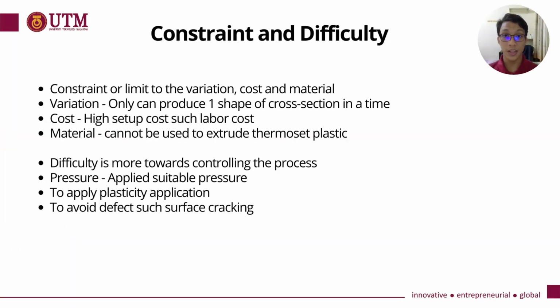Thank you. Next is the difficulty and the constraints. In terms of constraints, we can divide it into three: variation, cost, and materials. In terms of variation, this process can only produce one shape of cross-section area at a time, since it is an inline process, hence the current run needs to be finished before changing to another die with a different cross-section area.